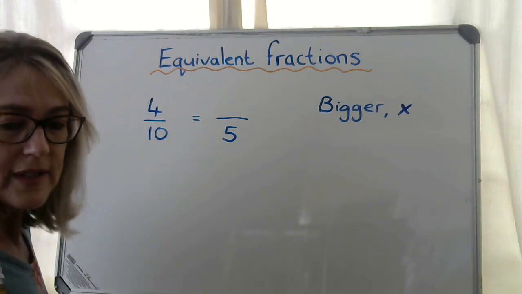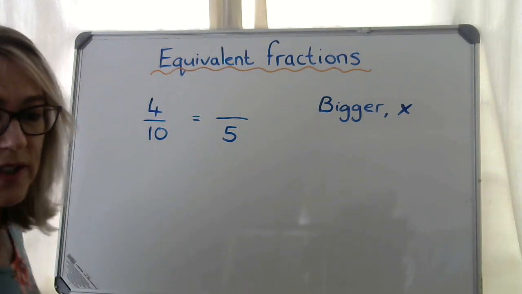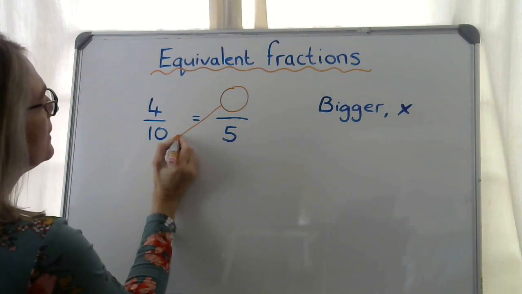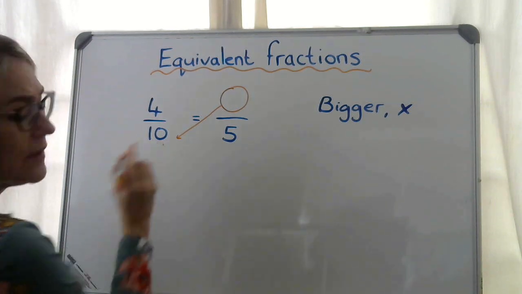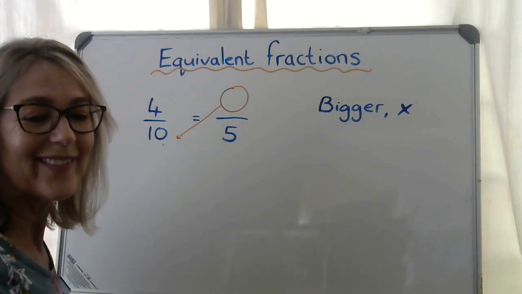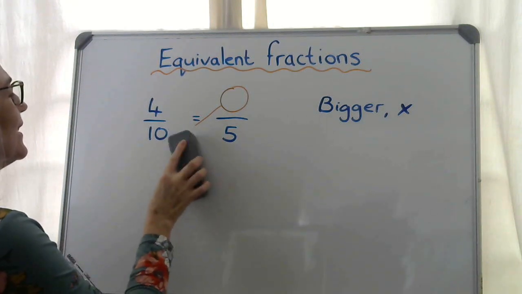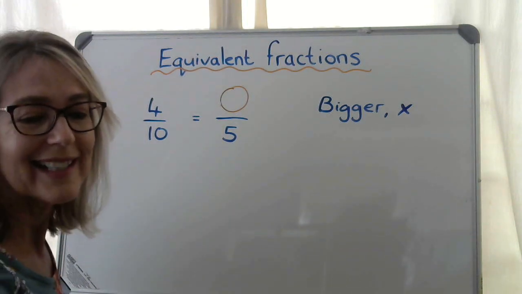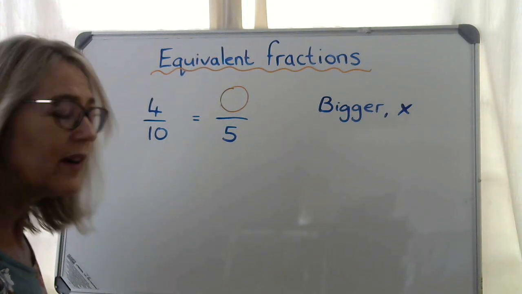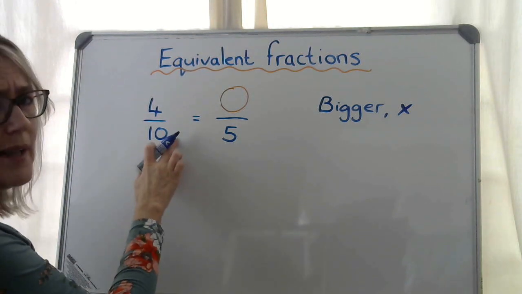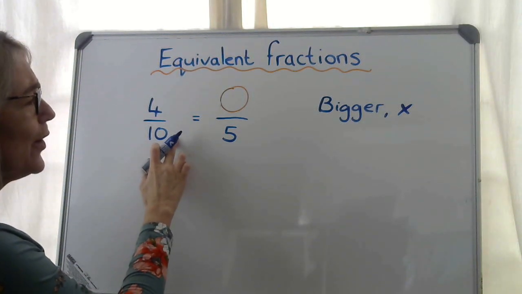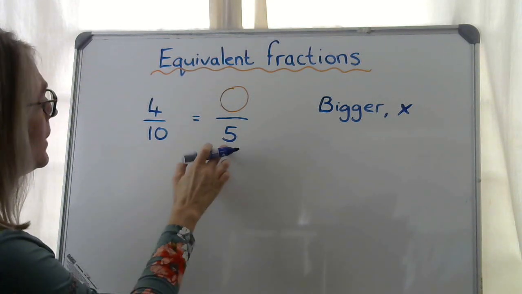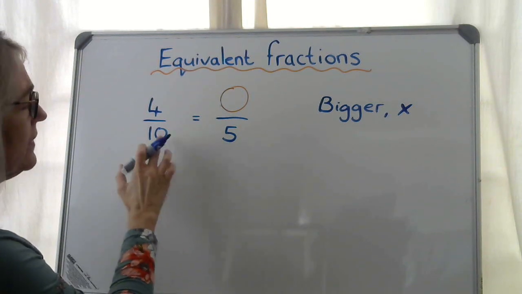Okay, now again we do our same little procedure. We go to where the missing number is. Here. Go diagonally across, and that's where you're going to start. You're going to start at the 10, and again I'm going to rub out the line so it's not so busy. Okay. Right. So now we ask ourselves, do I times or divide? My denominator is getting smaller. It's going from 10 to 5, so it's getting smaller.